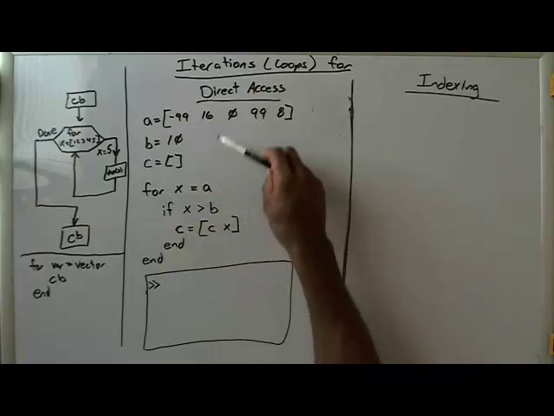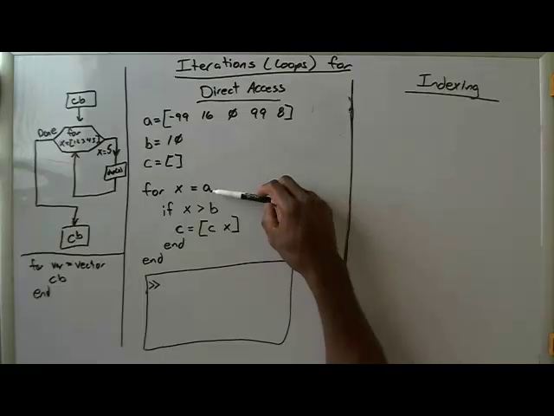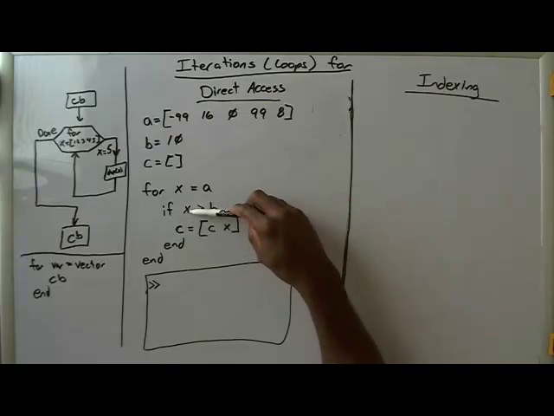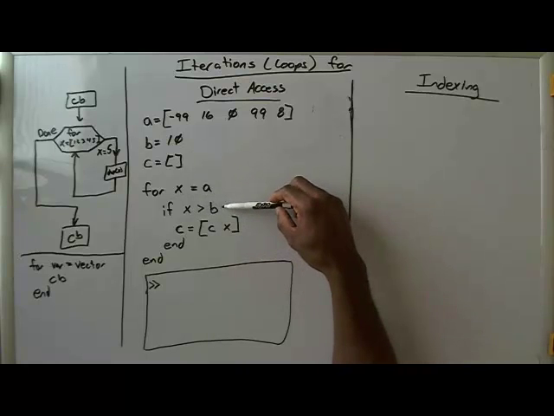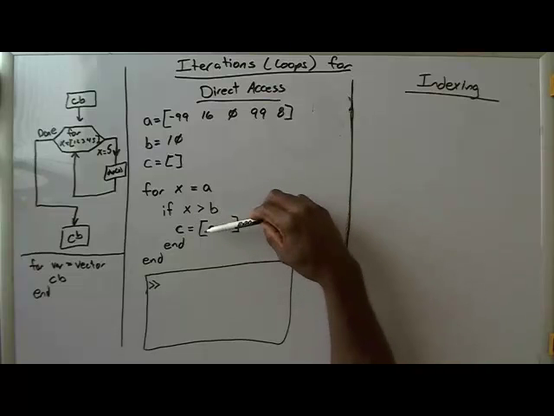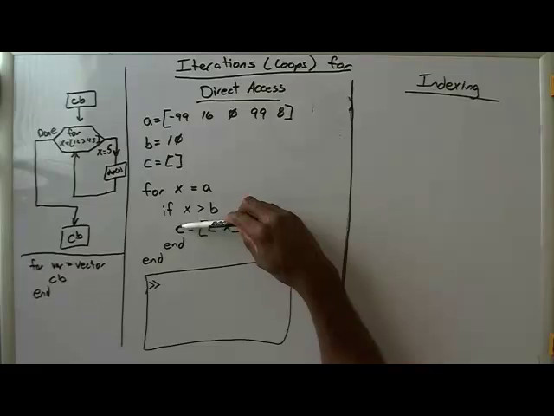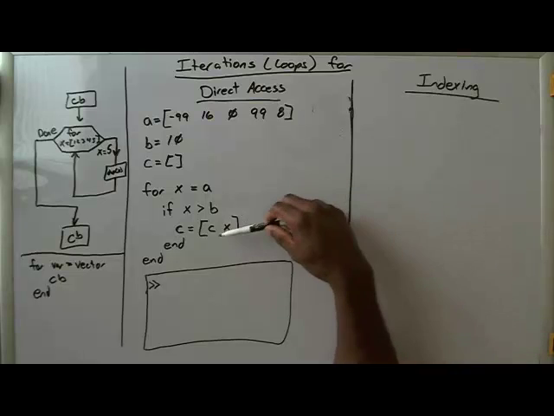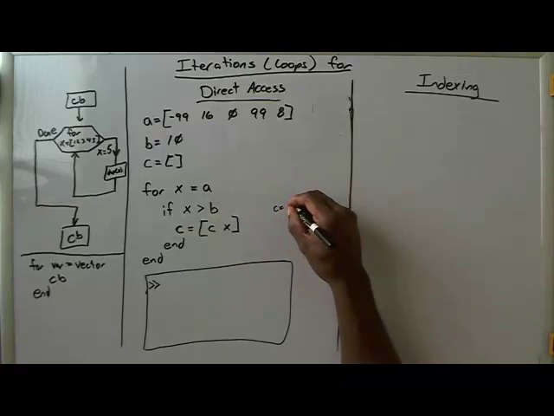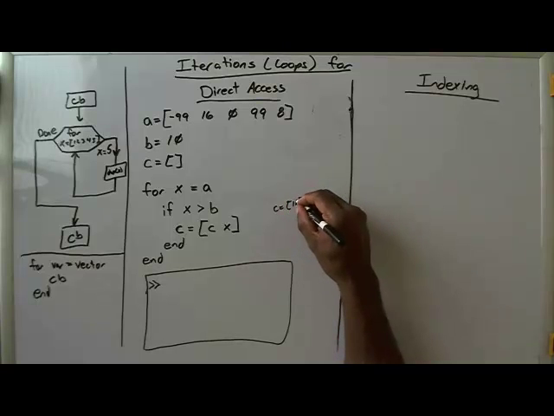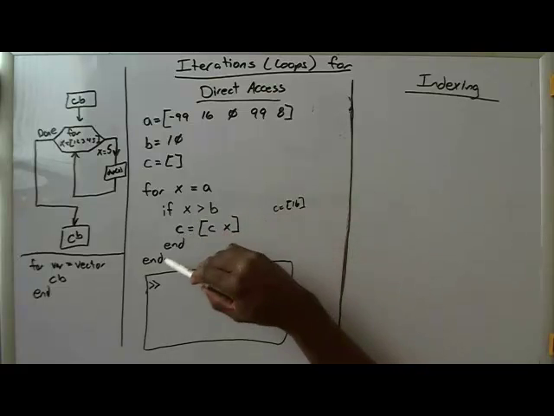I loop back through. X now equals 16, the next value in A. Well, then I check. If x, which is 16, is it greater than b, which is 10? Is 16 greater than b? Yes, that logical statement is true, so I execute what's inside the if statement. So c, which is the empty vector, the new value of c, equals the concatenation, sticking together, of the empty vector, and I'm going to stick the value of x onto the empty vector. So now c at this point in time is going to be the vector with 16 in it. It went from the empty vector to the vector with 16 in it. Now I end that if statement, go back through the loop.